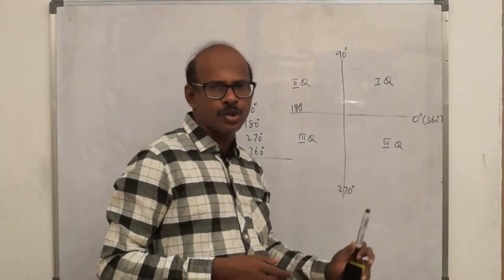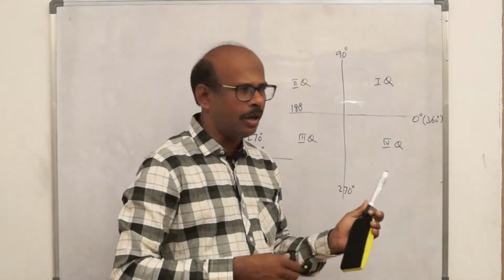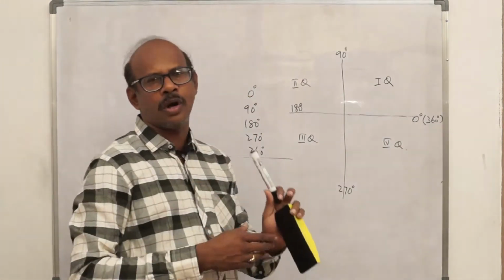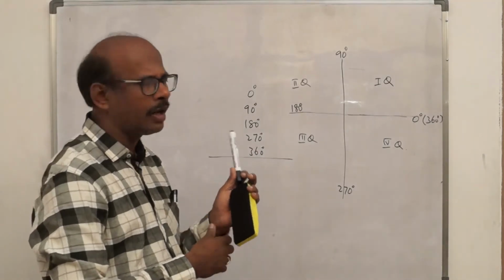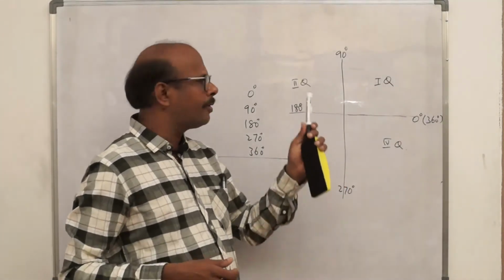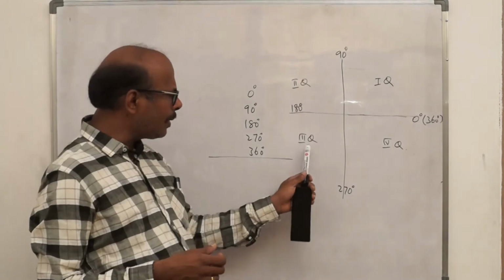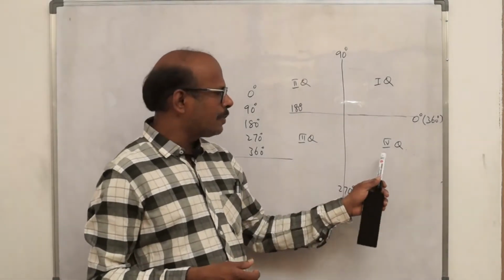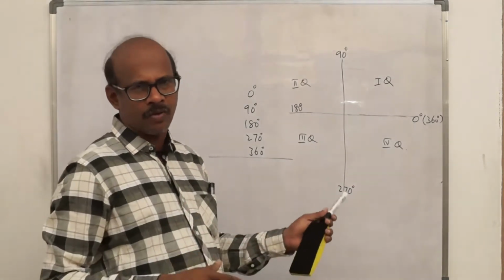Suppose you observe 2D Cartesian rectangular geometry, with x coordinate and y coordinate, abscissa and ordinate. The signs are plus plus in the first quadrant, minus plus in the second quadrant, minus minus in the third quadrant, and plus minus in the fourth quadrant, as Cartesian coordinates.